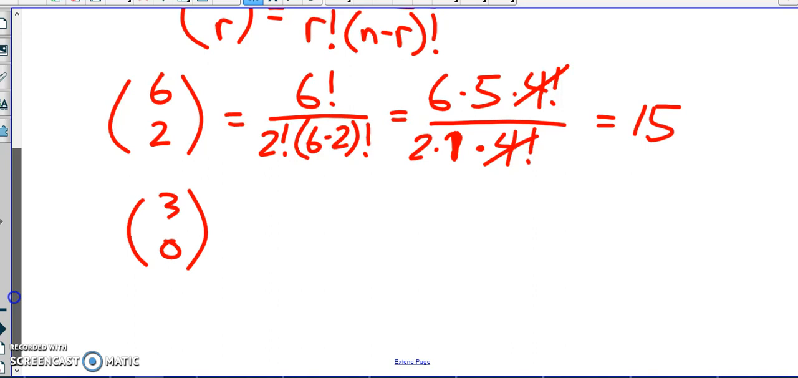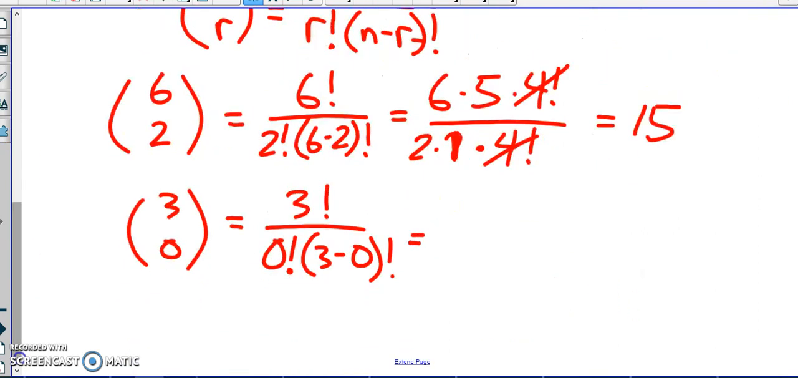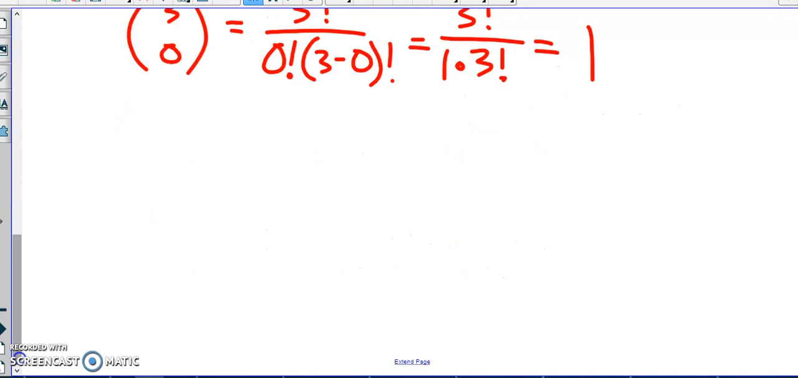3 choose 0. 3 factorial over 0 factorial times 3 minus 0 factorial. Whoa, how did that happen? So that's basically 3 factorial over, if you recall, 0 factorial is 1. And this is one of the reasons why we define it that way, because it makes this math work very nicely. 3 factorial over 3 factorial is 1. Well, if you think about it, if you've got 3 items, there's only one way to pick 0 of them. You just don't pick any.